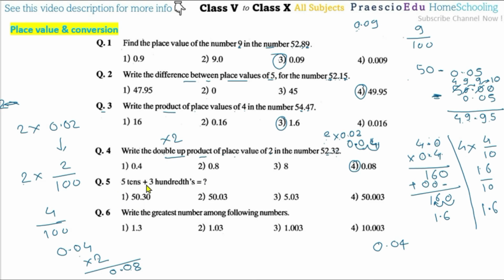Now question number 5: 5 tens plus 3 hundredths. 5 tens means we can say 5 multiplied by 10. Okay, this tens is there, plus 3 hundredths. Hundredths means divided by 100. So 3 divided by 100.